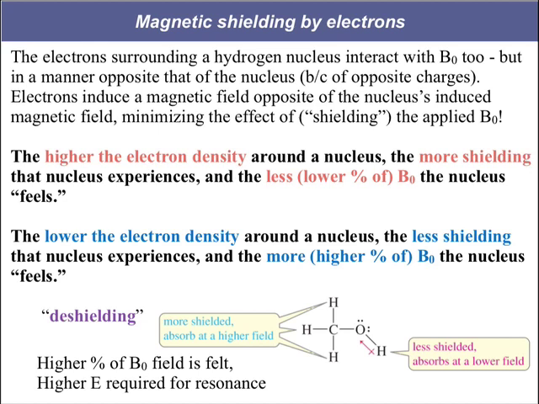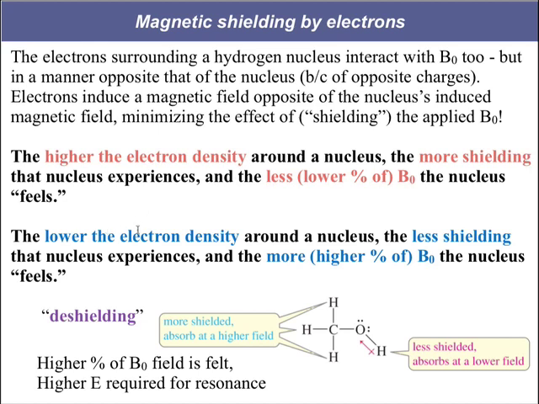Imagine that you have a nucleus that is surrounded by electrons. Those electrons will shield the nucleus from the external magnetic field, the same way that a heavy jacket would shield yourself from the blistering cold wind outside in winter. The higher the electron density around the nucleus, the more shielding you will see, or you can think of it as the lower percent of B0 the nucleus will feel.